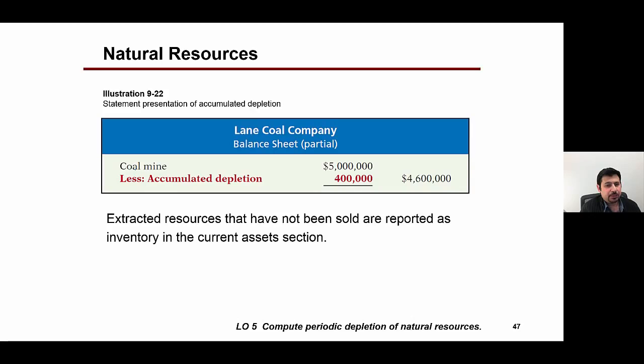And in certain cases, the company would have extracted a certain amount of units, but if they were not sold during that accounting period, the company will report them as inventory until they are sold in subsequent periods.